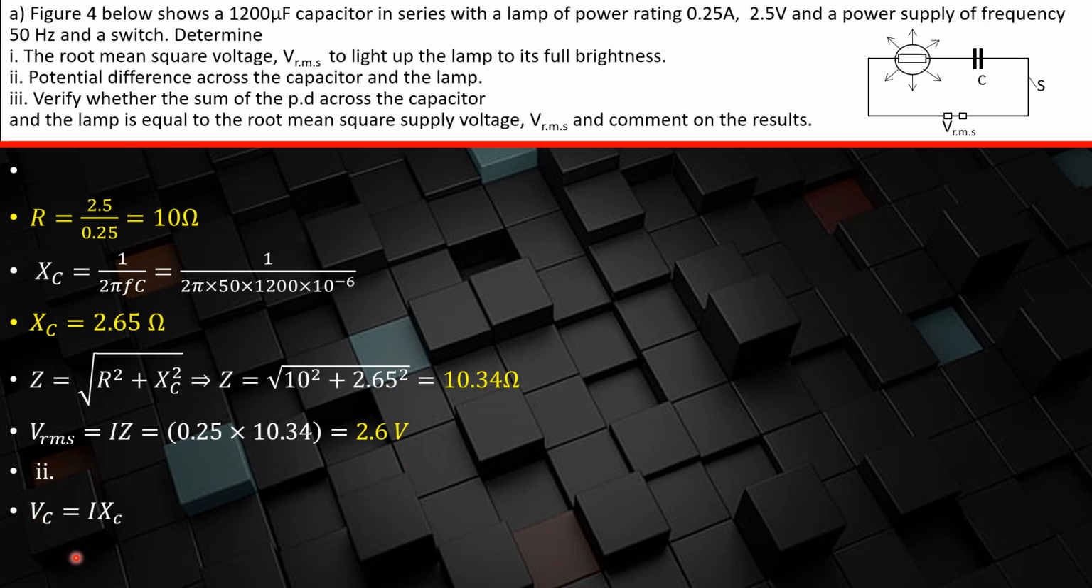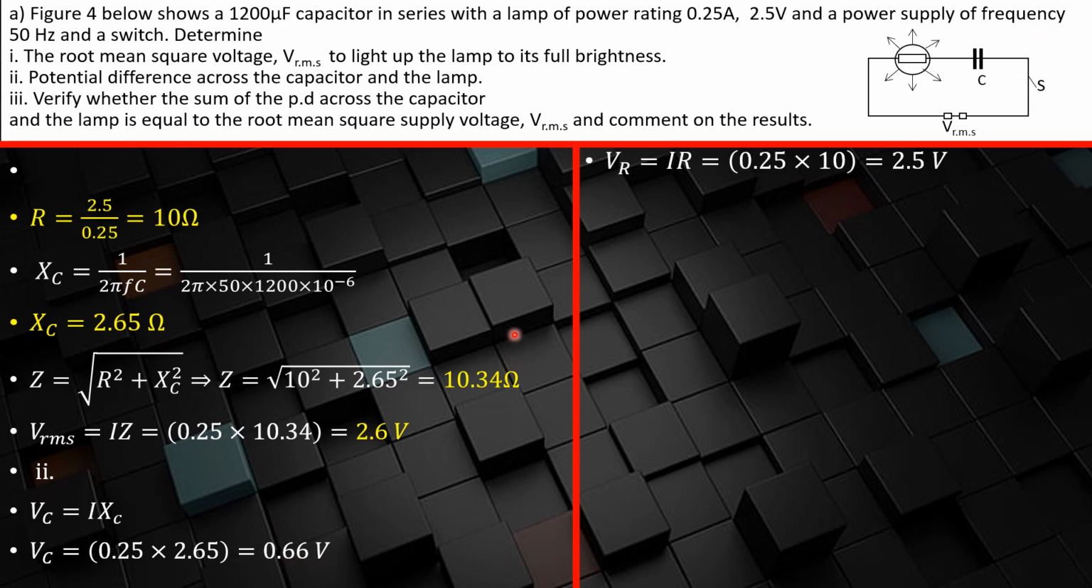Now part 2 is asking us to get the potential difference across the capacitor and the lamp. Well, VC is basically I times XC, right? Ohm's law, really. So VC is 0.25 times 2.65, because our current is 0.25 and our XC is 2.65, which we calculated here: 0.66 volts. We can get the voltage now across the resistor. It's of course 2.5 volts. Remember, we don't have to worry about that.